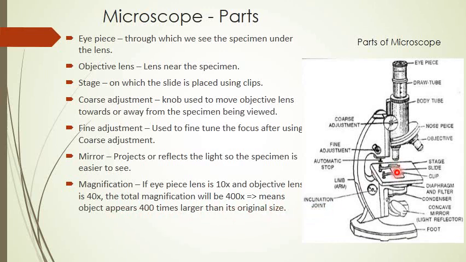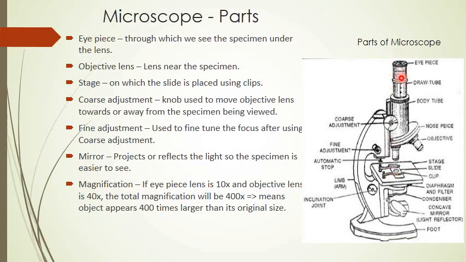The size may be very small, but using such magnifications, we get that many times bigger it looks under the microscope. For example, the eyepiece may be 20x, and here the objective may be 10x. So how much? 20x into 10x gives you 200x. So that much times bigger the specimen looks.